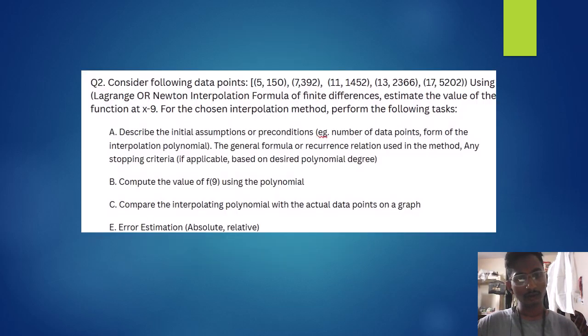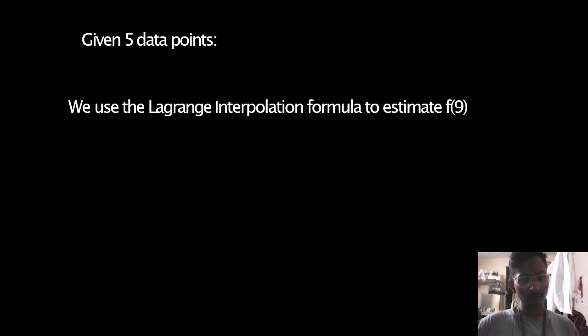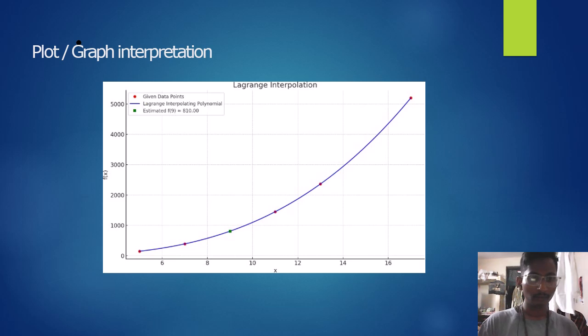Another question: consider the following data points of these equations. Using the Lagrange and Newton interpolation methods, estimate the value of the function at x = 9. For the chosen interpolation method, perform the following tasks. Given the data points, we can use Lagrange interpolation to estimate f(9). This is the plotted graph.